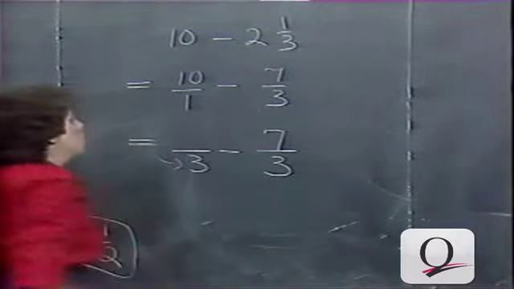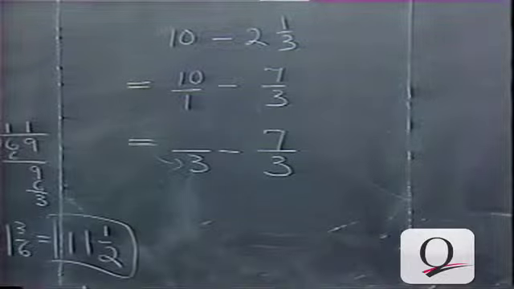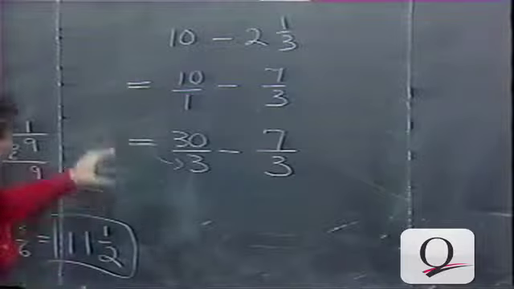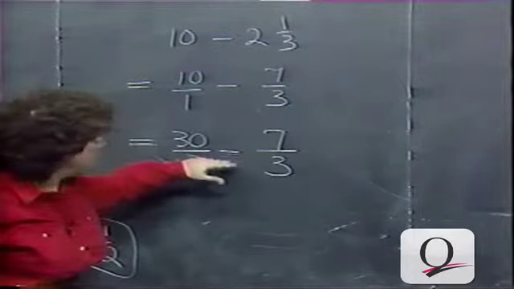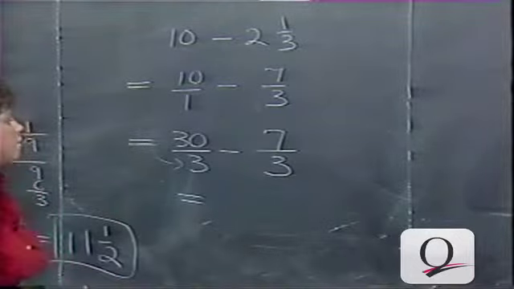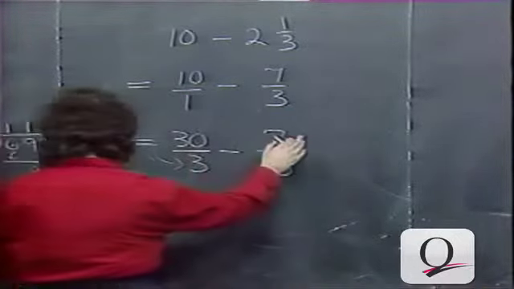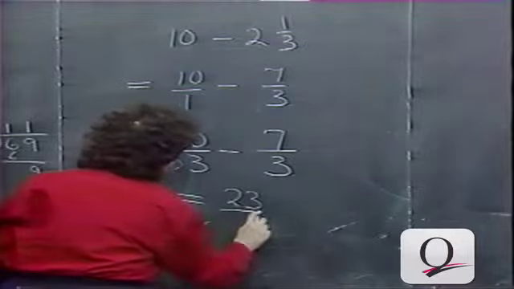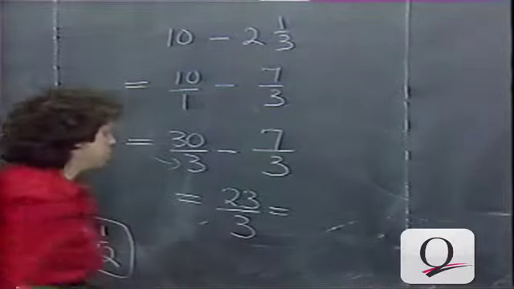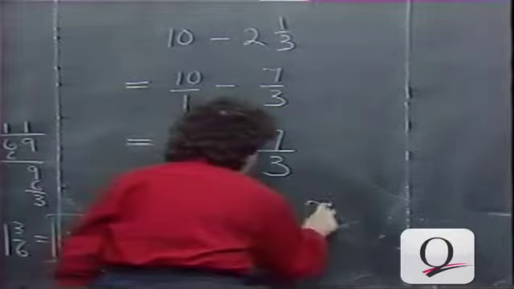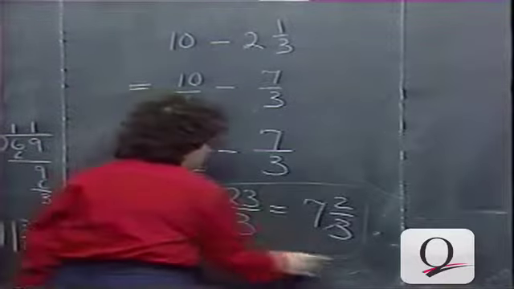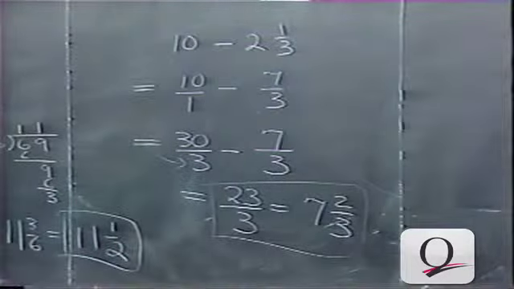To go from 1 to 3, you'd have to multiply by 3. You'd multiply the numerator by 3 as well. So to rewrite 10 as 30 thirds, and then to subtract 7 thirds, giving us, now they have the same denominator. So to combine the numerators, 30 minus 7, 23 over 3, 23 thirds, or how many times does 3 go into 23? 7 times, with a remainder of 2, so 7 2/3. Either one of these is acceptable as an answer.